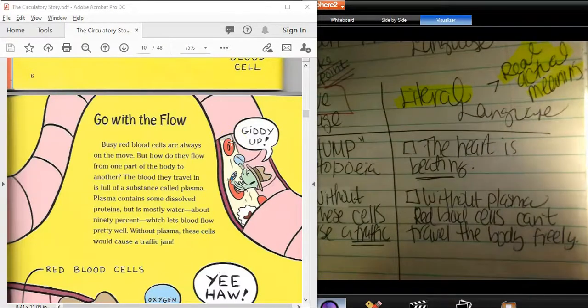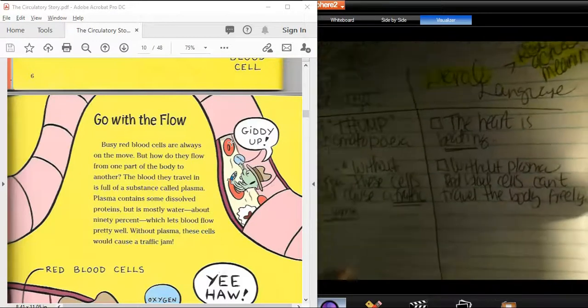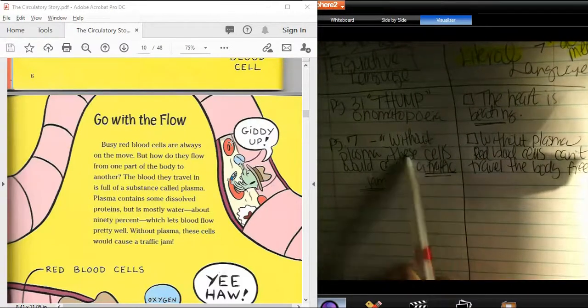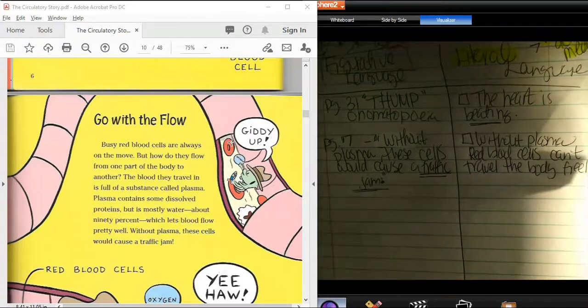Okay. Now, what type of figurative language? So I'm going to zoom in a little bit. What type of figurative language is this? "Without plasma, there would be a traffic jam." Remember, your anchor chart should be in front of you. Is it comparing two things? Is it comparing plasma to anything? No, so I know it's not a simile or a metaphor.